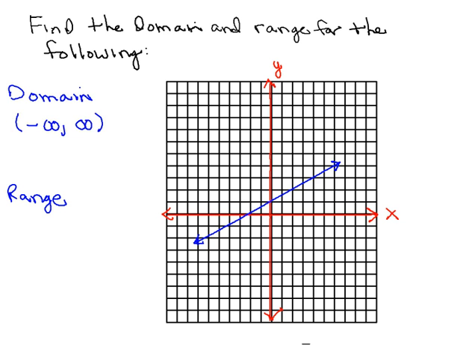And the range would be the vertical extent of the graph. So how far up and how far down might it go? Well, eventually it'll go as high as we would like, and it will go as low as we would like. So it will take on all real values. So the range we could also express in interval notation by writing (-infinity, infinity). So for both the domain and the range, both would be the set of real numbers.